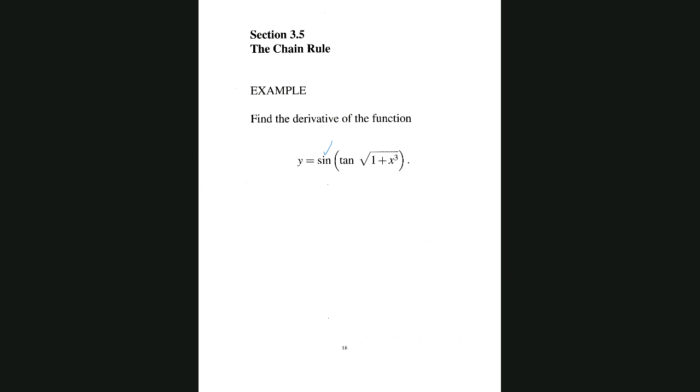Well, we'll see here. So you got the sine and the tangent. What's next, going from outer to inner? That's good. The square root function is next. And then finally, the last function is 1 plus x cubed. So there are four functions involved in this chain rule. So there's going to be four links. Are there any questions on that?